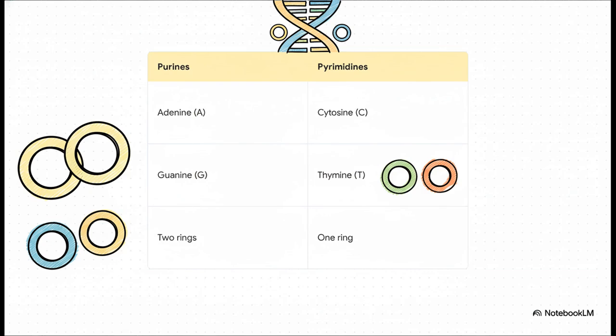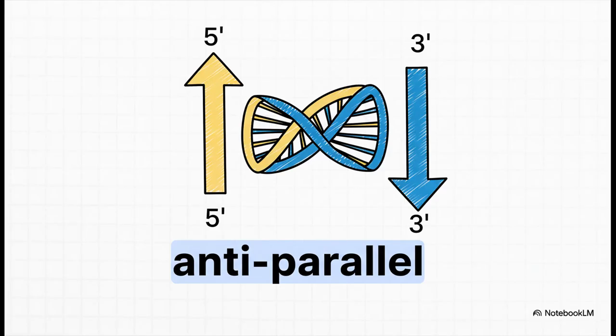Now, those bases come in 2 different flavors. You got your purines and your pyrimidines. A super simple way to remember this is that purines, that's adenine and guanine, they're bigger. They have 2 rings in their structure. Pyrimidines, cytosine and thymine, are smaller with just 1 ring. And this difference in size is actually super important for making sure the DNA double helix has that perfect uniform shape.